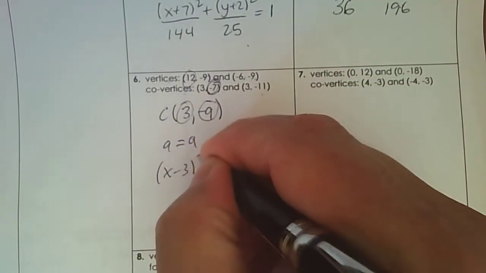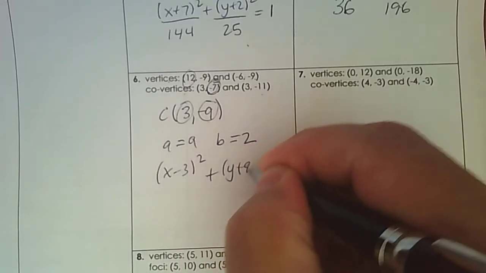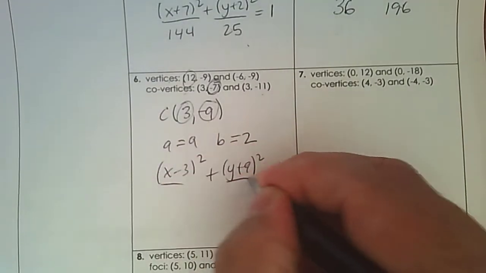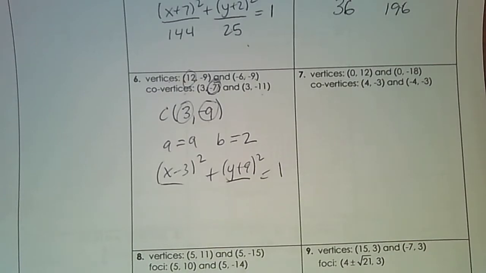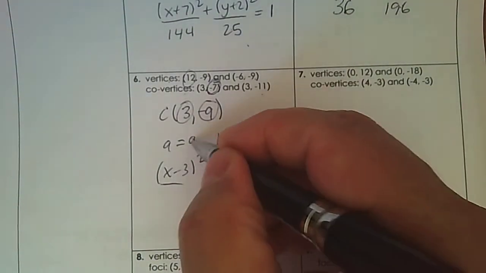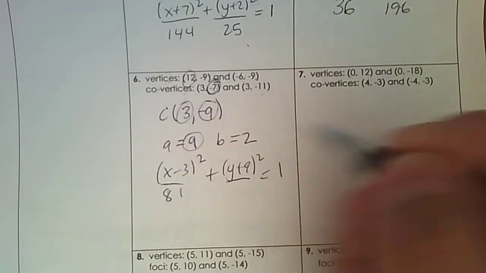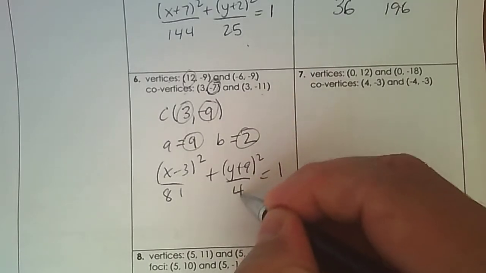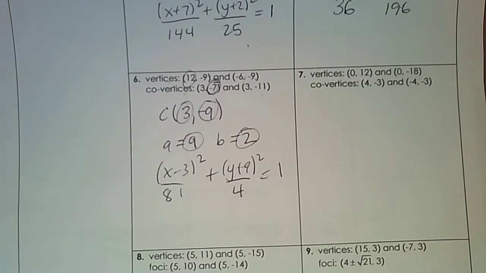So it's x subtract 3 squared, y plus 9 squared, equal to 1. Now be careful. Our major is with the x. So the 9 here, we're going to square it. The minor 2, we're going to square it. And we have our equation for our ellipse.